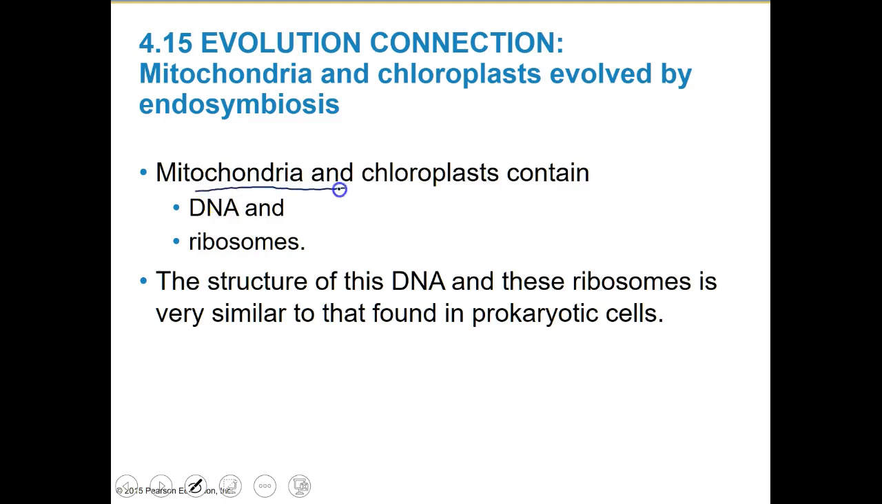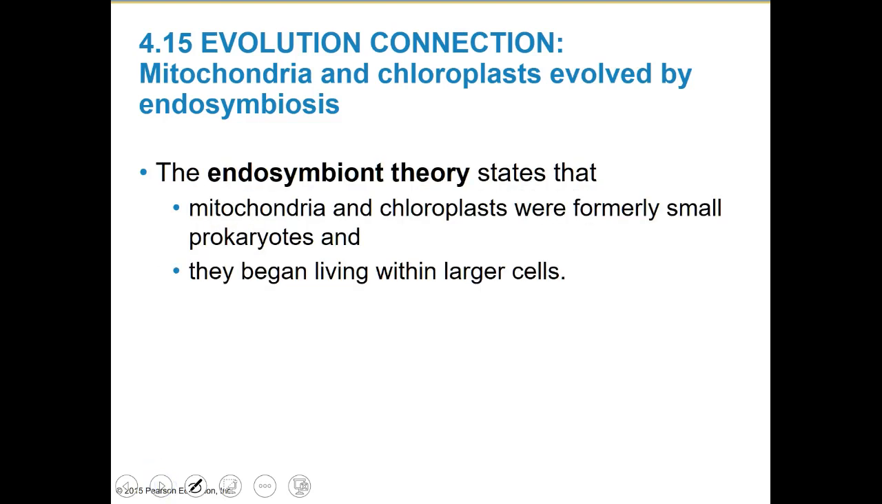So mitochondria and chloroplasts actually contain DNA and ribosomes. They contain their own stuff. So the structure of DNA and ribosomes are very similar to those found in prokaryotic cells. In fact, the DNA that you would find in your own mitochondria in your cells comes from your mother. It's maternally transferred, or inherited, I guess is better. So you're always carrying your mom's mitochondria. And that's kind of the way that works.